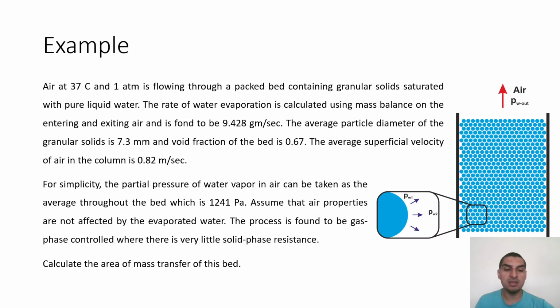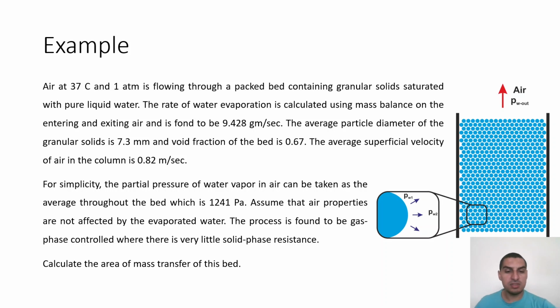So for simplicity, we can assume that the partial pressure of water in air throughout the whole column will be taken as the average value. This average value will represent the whole column, to make this constant and to make our calculations easy. So the partial pressure of water vapor in air can be taken as the average throughout the bed, which is 1241 Pascal. We assume that the air properties are not affected by the evaporated water, which means that the air properties would be the properties of pure air. The density, the viscosity, the diffusion coefficient, everything is taken as that for pure air.